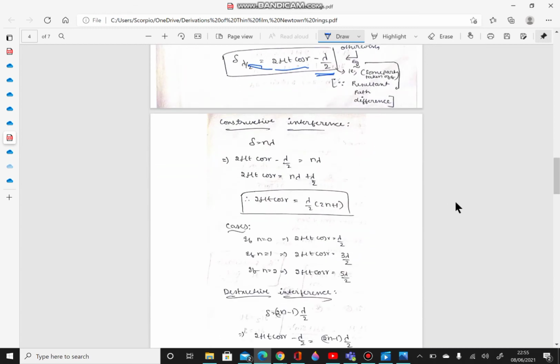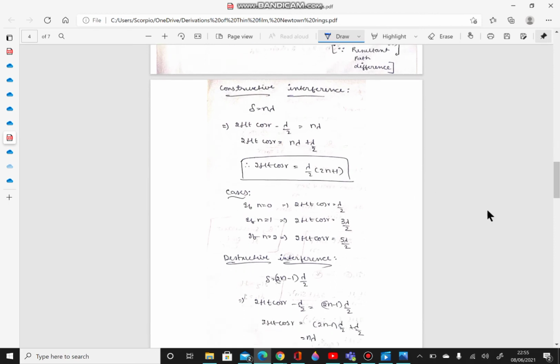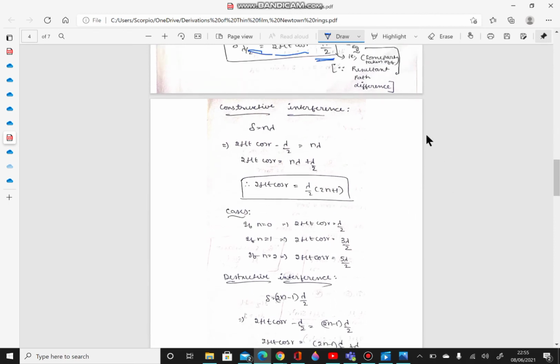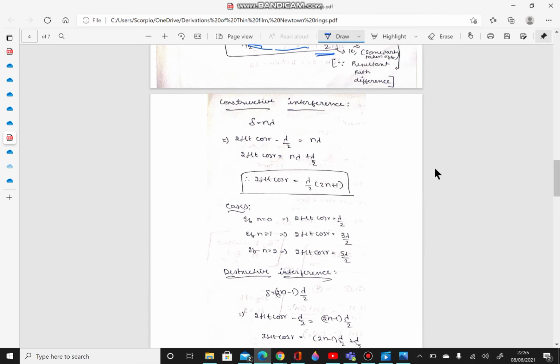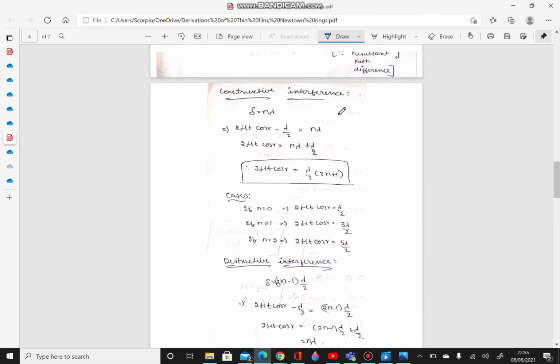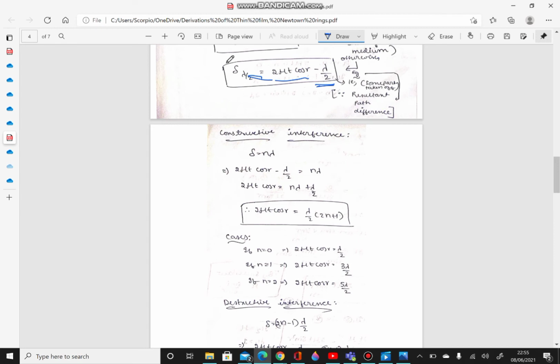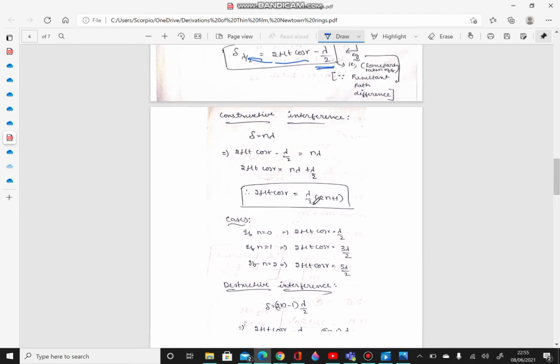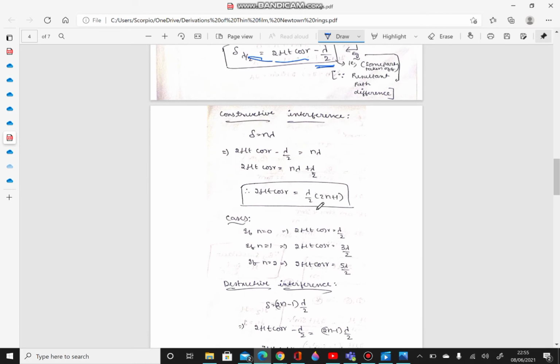Now let's see how it goes in the cases of constructive interference and destructive interference, which we discussed before. As we discussed before, for constructive interference, the path difference, that is sigma, is always an integer multiple of lambda. So we'll equate this, writing n lambda in place of sigma in this equation, and on solving it we get that 2 mu t cos r equals lambda by 2 into 2n plus 1. We can use this formula when it is given in the question for constructive interference to find mu, the refractive index of the thin film, or t, the thickness of the thin film, or r, the angle of refraction, or lambda, the wavelength of the light.